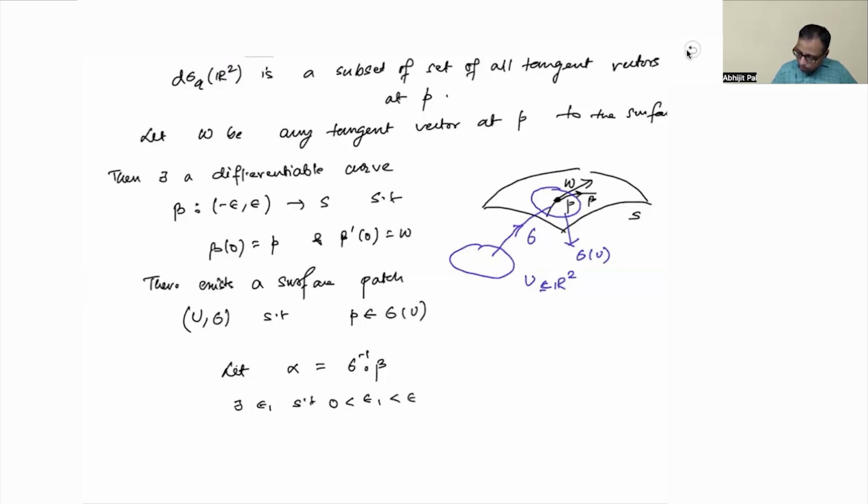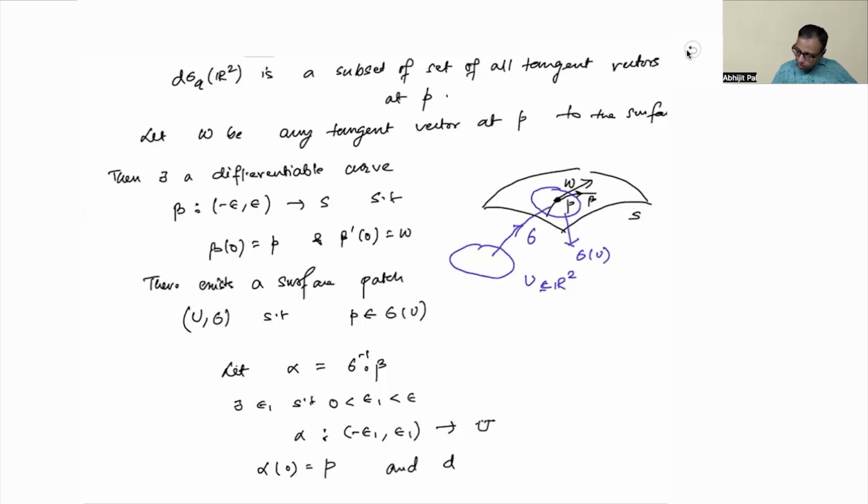So this alpha will be defined on this small open interval, minus epsilon to epsilon. So alpha will be defined here. So alpha of 0 will be equal to P. Okay, so alpha of 0 will be equal to P.